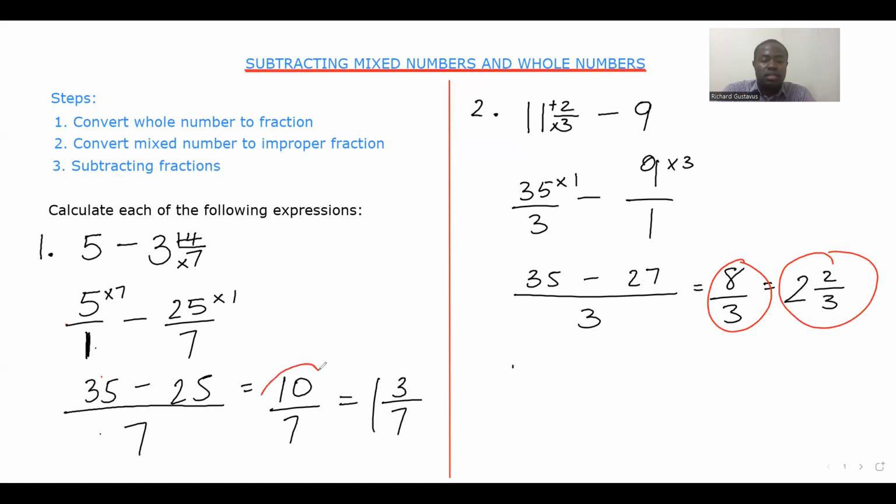Let's highlight the answers from the first question as well. So that is how we subtract mixed numbers and whole numbers when you're just starting out. However, guys, if you're more advanced, then I'm going to show you a different approach that you can take to subtract mixed numbers and whole numbers. Let's look at example 3. Let's turn our attention to example 3.